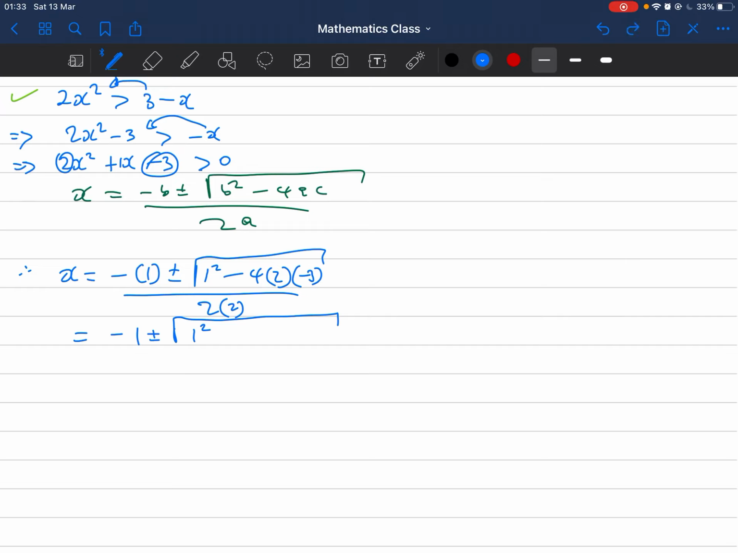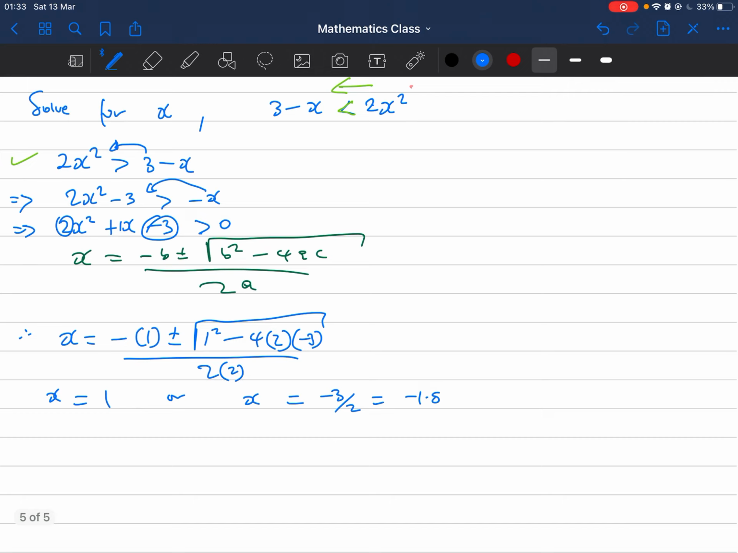Or rather, let's just take your calculator and punch this in, I think that's easy. You say negative 1 plus the square root of 1 squared minus 4 times 2 times negative 3, over 2 times 2. So you're going to have x equal to 1, or x is equal to, now let's make it negative, negative 1 minus the square root, so you're going to have negative 3 over 2, which is negative 1.5. Okay, so that's what you have.